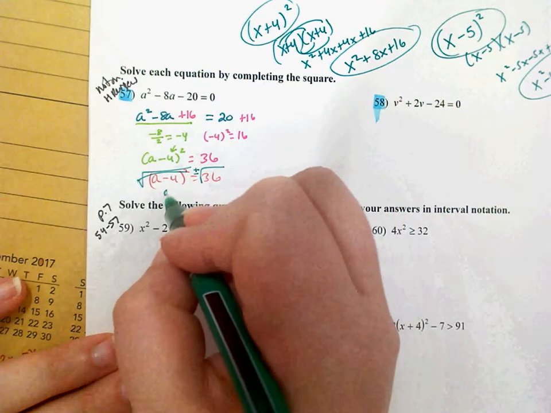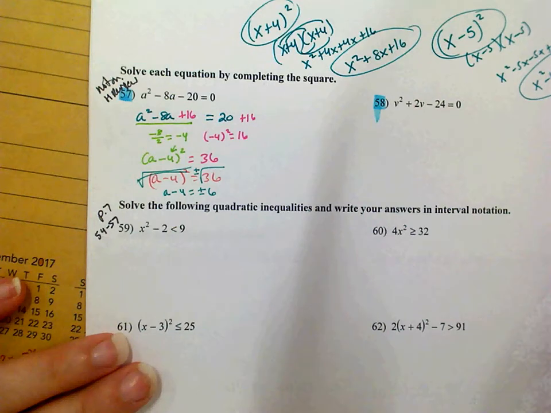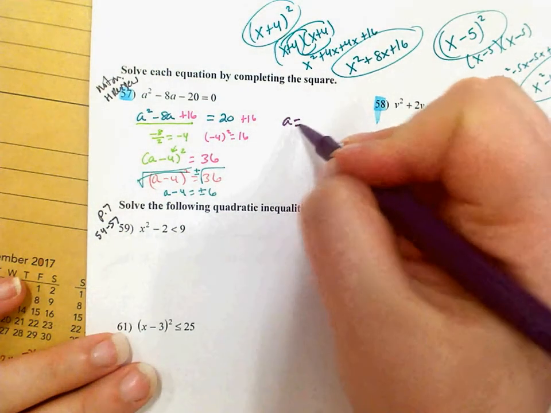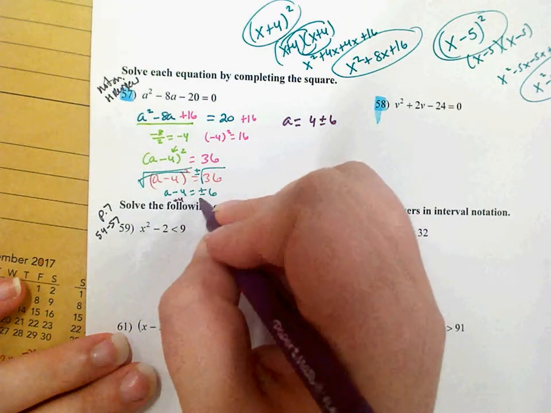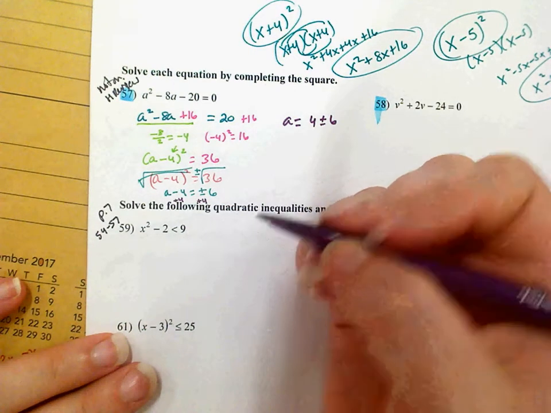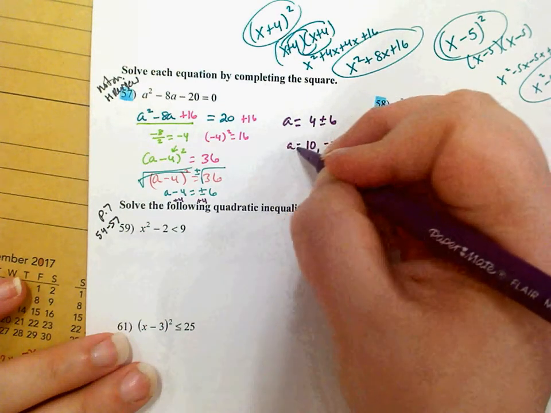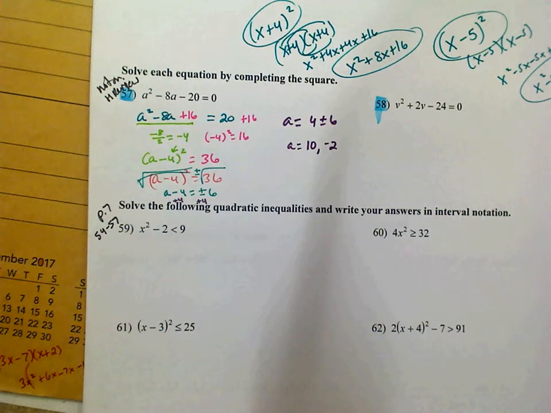So I'm left with a minus 4 equals plus and minus 6. And then I want to add the 4 over to solve for the variable. So I'm left with a equals 4 plus and minus 6, because I added 4 to both sides. Okay? 4 plus 6 is 10, and 4 minus 6 is negative 2, so in actuality, a equals 10 and negative 2.